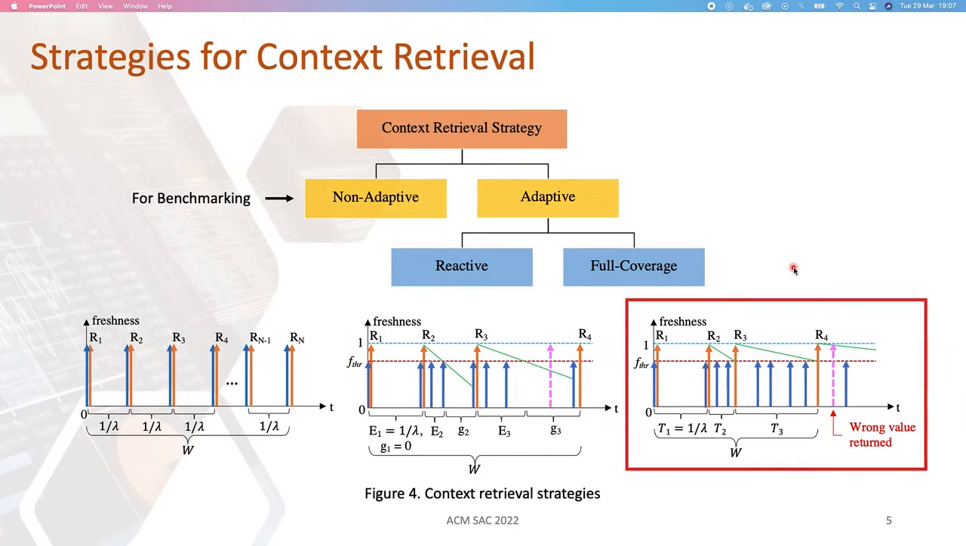Similar is the next strategy, but full coverage is a proactive retrieval strategy that guarantees retrieval at the end of the currently estimated expiry period based on estimated lifetime. So it always results in a hit rate of 1. But the problem here is that there is no guarantee to the quality of context, but it is useful when the cost of caching is smaller than the retrieval cost.